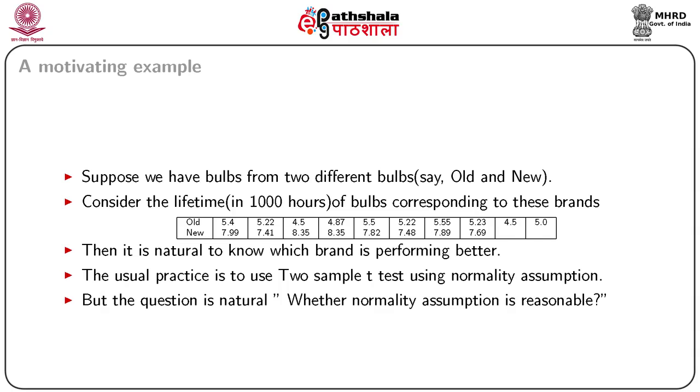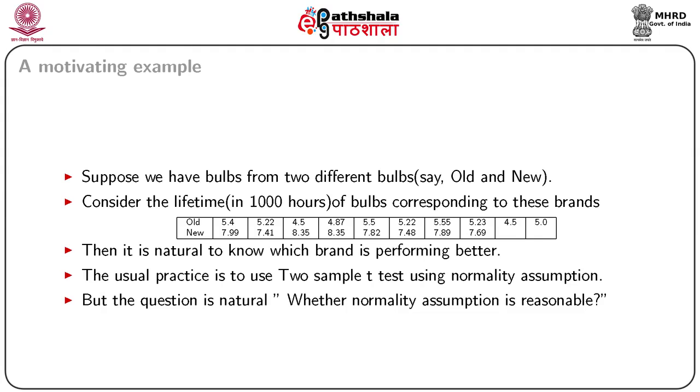First of all, we consider a real situation. Suppose we have bulbs from two different brands, the old brand and the new brand. We have data on the lifetime of the bulbs produced by these two brands. The data is given in the presentation. Then it is natural to know which brand is performing better. The usual practice is to use the two-sample t-test, assuming normality. But the normality assumption is not always reasonable.